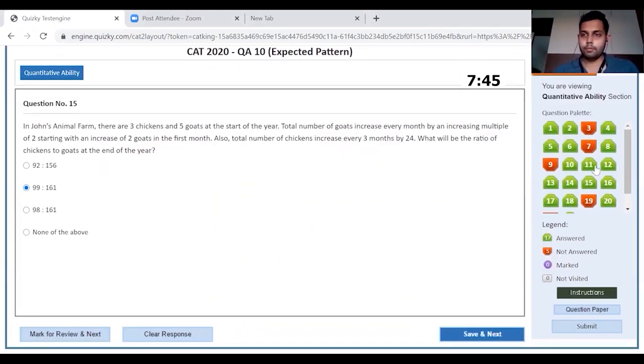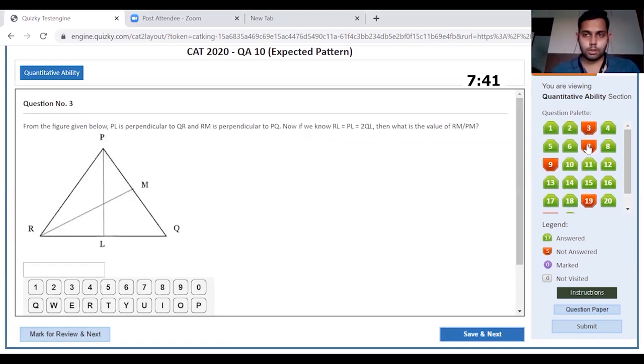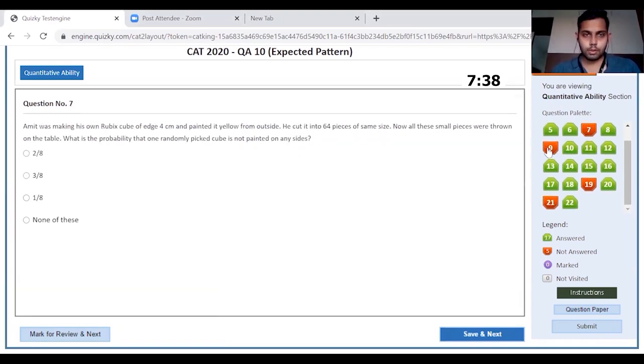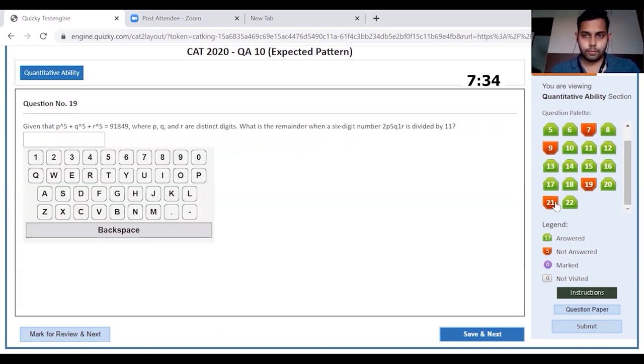Okay. Now we have around 5 sums left. Let's just have a look. Not this first, not this. No. This seems the easiest for the time.